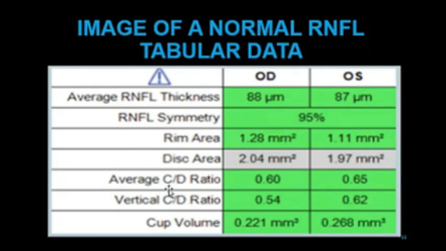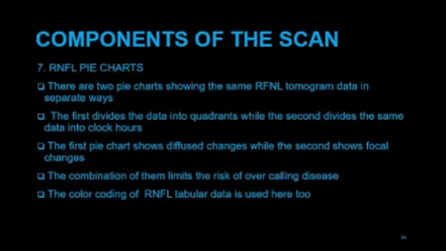And this is the average cup to disc ratio, and then this is the vertical cup to disc ratio, which is 0.5 and 0.62, which is also normal for this patient. And then the cup volume is 0.221 on the right eye and 0.268 on the left eye.